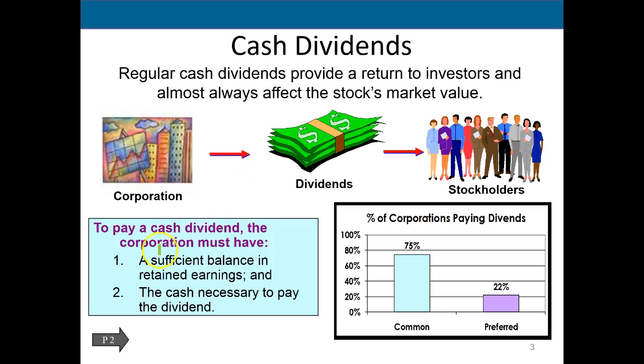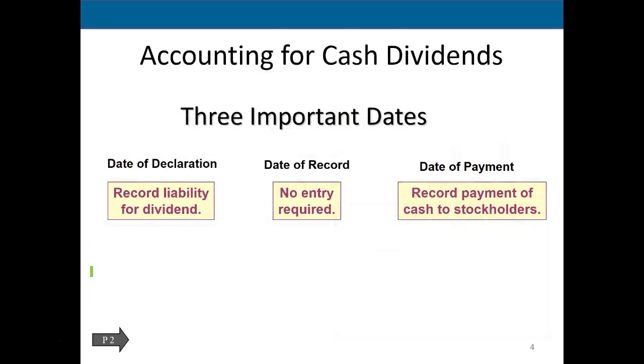So to pay a cash dividend, the corporation must have a sufficient balance in the retained earnings. So most states would say that you cannot distribute a dividend that's going to be larger than the amount in the retained earnings. That would end up with a negative retained earnings amount. You also need the cash necessary to pay the dividend. Obviously, generally you would need the cash to pay the dividend.